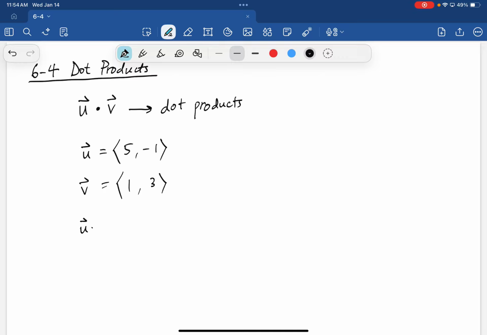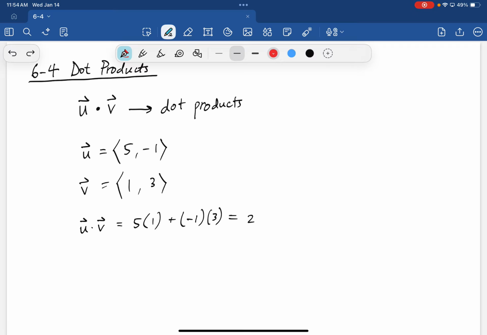The dot product of u and v is simply going to be 5 times 1 plus -1 times 3. That's what I meant by it's very similar to matrix multiplication, right? So you multiply the corresponding elements together, and then you add them. And that's it. Just kidding. There's a little bit more, but you guys can do questions 1 and 2 now.